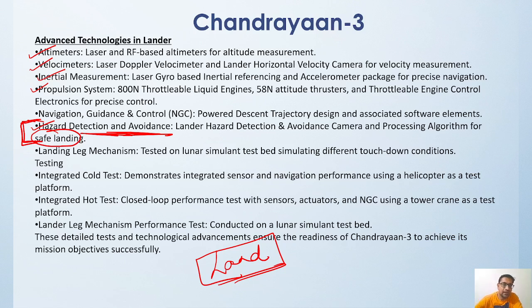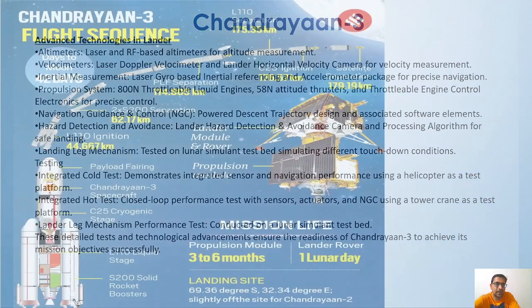Then we have a landing leg mechanism. Cold tests have already been performed, hot tests performed, and lander leg mechanism performance tests. So all of these are technologies being utilized, because we already got lessons from the Chandrayaan 2 failure. We were then able to properly incorporate various new technologies in this, so that we do the landing in a proper way this time. So this is Chandrayaan 3, and we were able to do it.